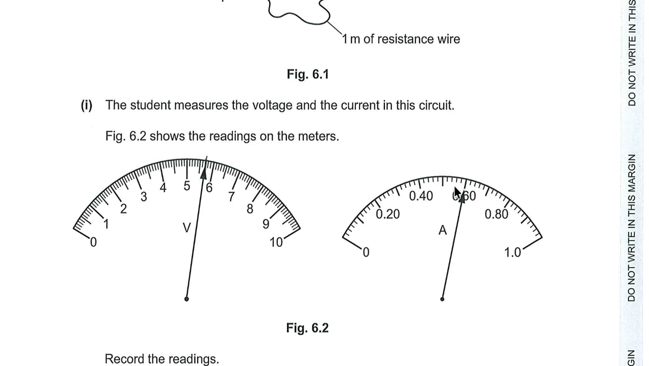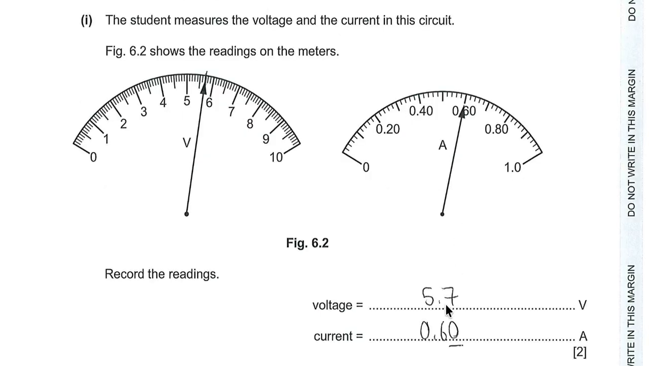In the case of the current, I'm happy that this one's here. Our arrow is pointing directly at 0.60, so there's a reason that I've underlined the 0, which is because we are making sure that we are giving the answer there to two decimal places.